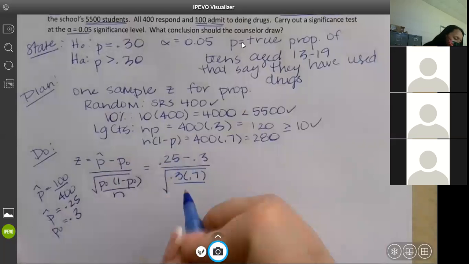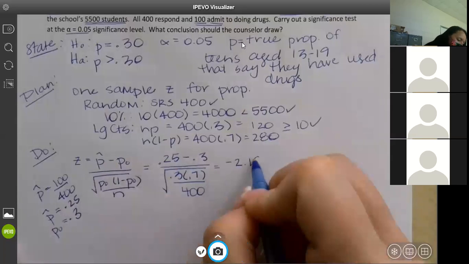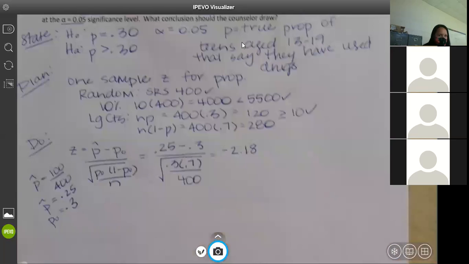So just to let you know, P sub 0 is 0.3, square root of 0.3 times 0.7 over our N, which is 400, gives us a negative 2.18. Be careful of how you put that in.